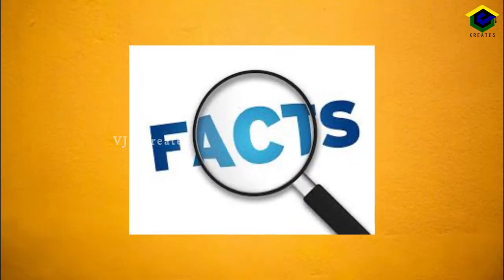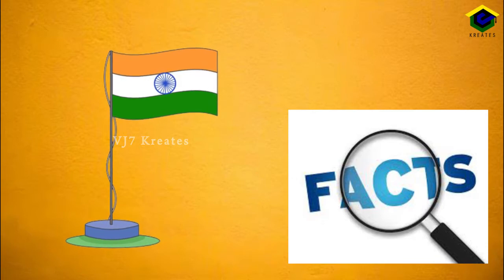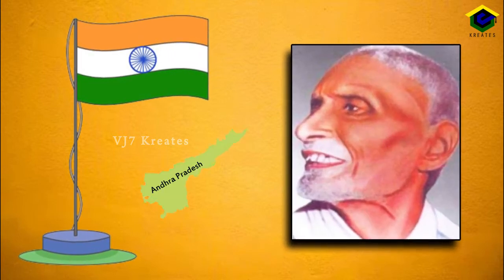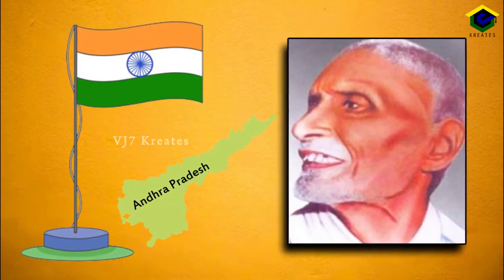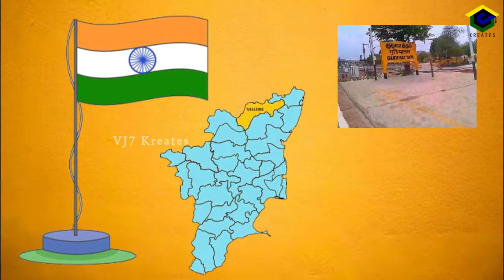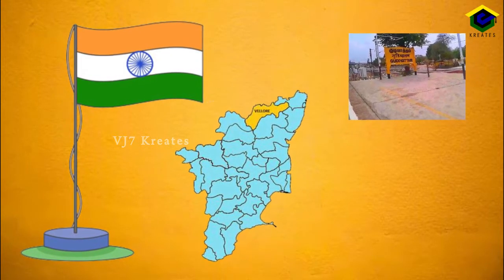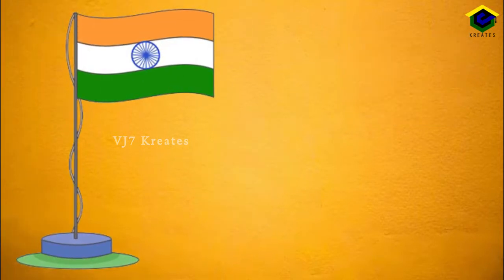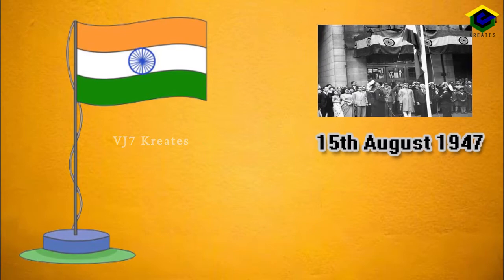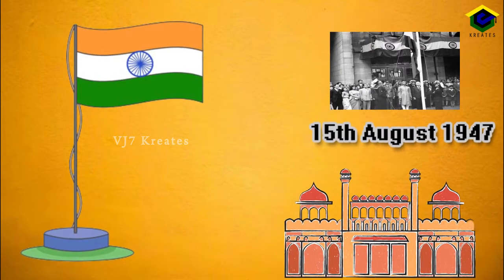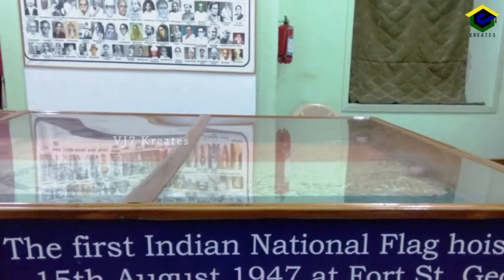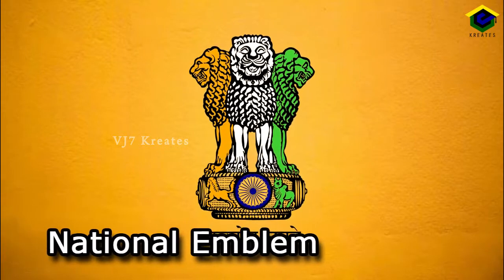Now, let us learn few facts about our national flag. First point, the national flag was designed by Pingali Venkayya from Andhra Pradesh. Second one, the first Indian flag was woven at Gudiyathan in Vellore district of Tamil Nadu. Third one, this flag was hoisted by Pandit Jawaharlal Nehru on 15th August 1947 at Red Fort, Delhi. Fourth one, this flag is now an exhibit at the St. George's Fort Museum, Chennai.